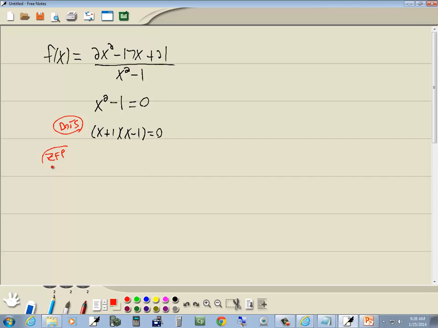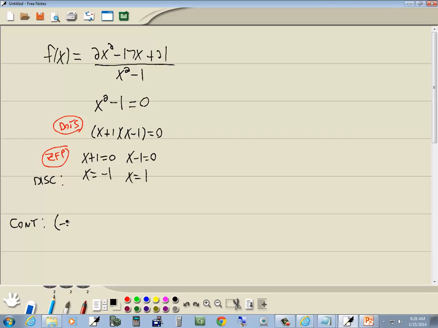The zero factor property says you get 0 on one side, you factor the other side, and you set each factor equal to 0. So I'll set x plus 1 equal to 0 and x minus 1 equal to 0. So we get x equals negative 1 and x equals positive 1. Now these are discontinuities. We'll come back in a few minutes to take a look at whether they're removable or non-removable. But let's write down our continuity while we're here.